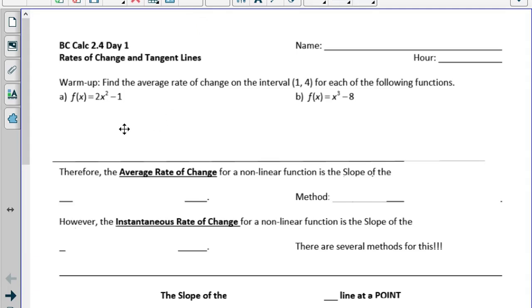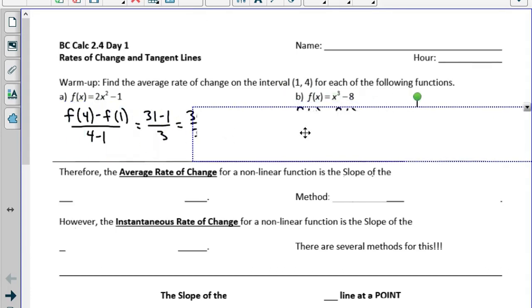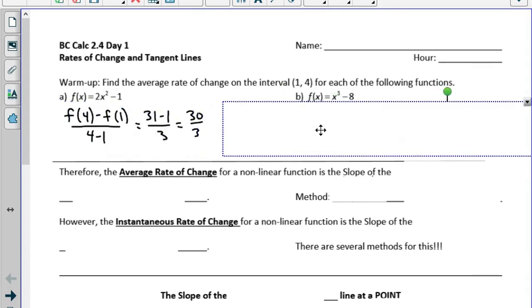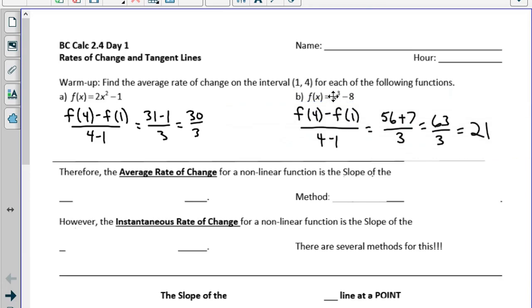So for problem A, you take f of 4 minus f of 1 over 4 minus 1. That ends up being 31 minus 1 over 3, which is 30 over 3. For part B, we have f of x equals x cubed minus 8. We once again do f of 4 minus f of 1 over 4 minus 1. We get 56 plus 7 over 3, which is 63 thirds, or 21.